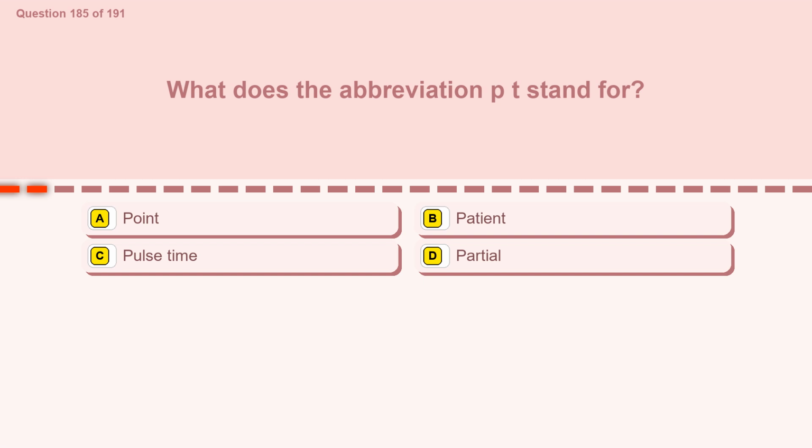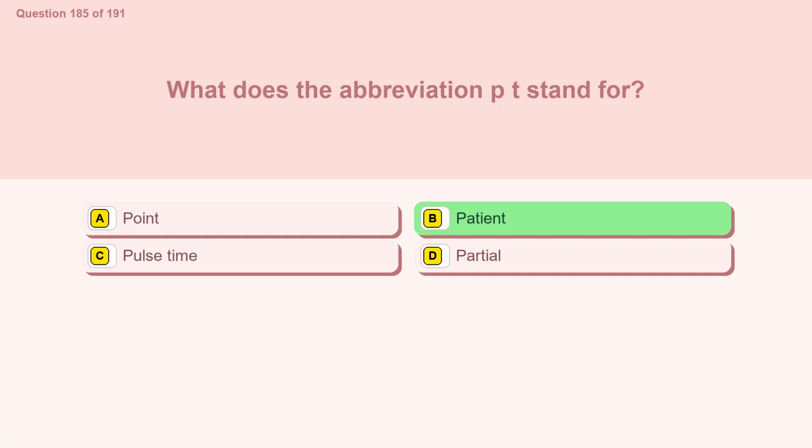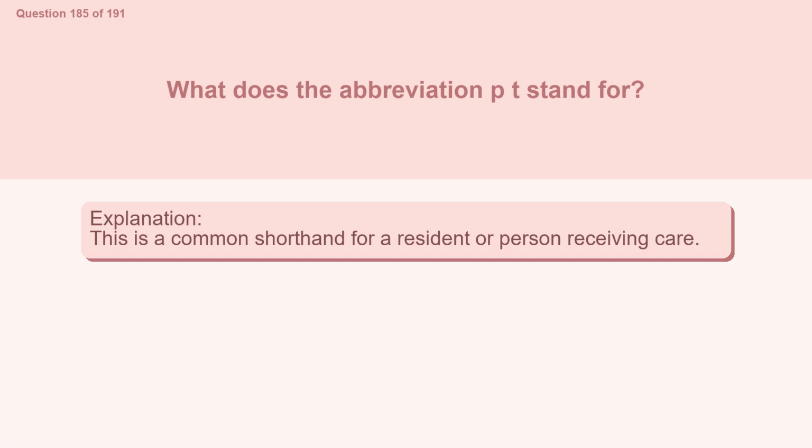Question 185. What does the abbreviation PT stand for? Option A, point. Option B, patient. Option C, pulse time. Option D, partial. The correct answer is option B, patient. This is a common shorthand for a resident or person receiving care.